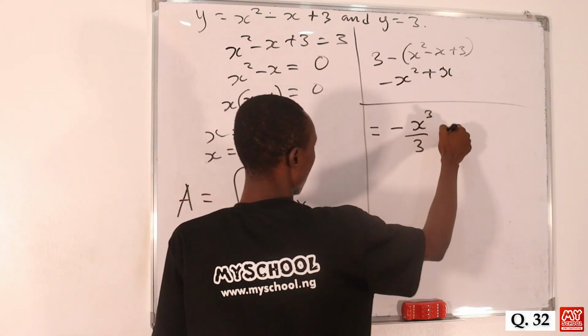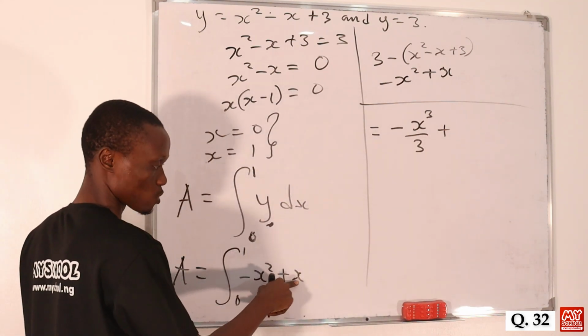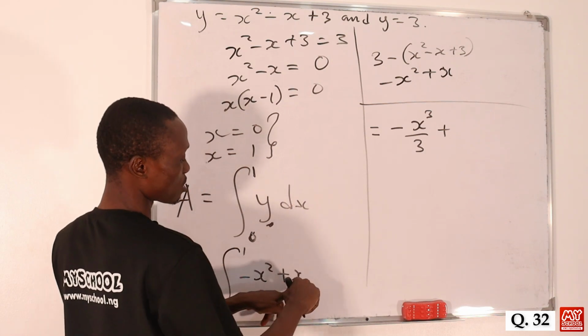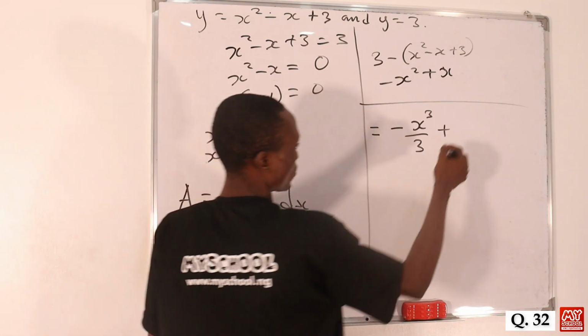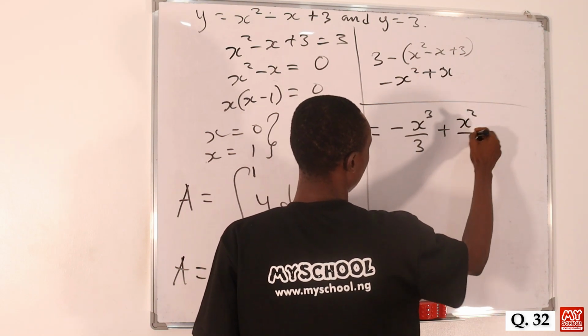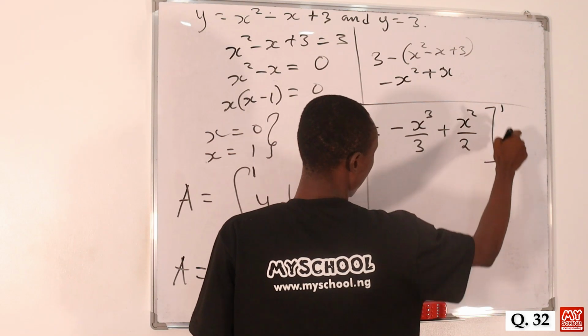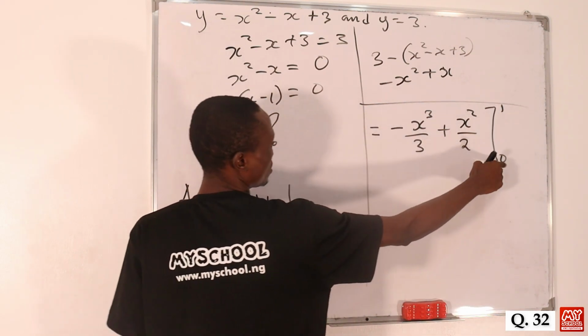Then here we'll be having plus, remember the power of x here is 1, so we'll add 1 to it. That will make the power of x become 2. Then we'll now divide the x squared by 2. So you'll be having x squared divided by 2. So let's fix our limit, which is 1 and 0. So this is the upper limit and this is the lower limit.